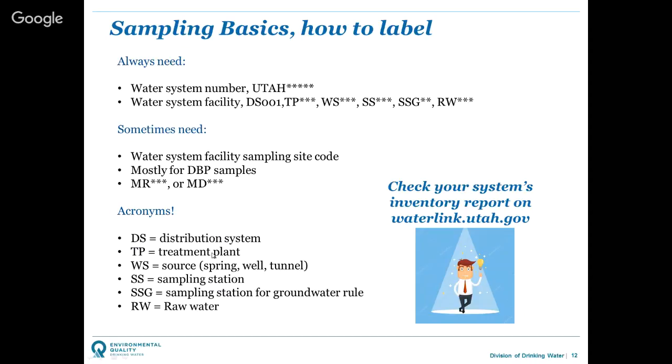DS, distribution system. TP, treatment plant. WS, water source: well, spring, tunnel. Even if it's an intake, I think we even list those for surface water as WS sometimes. It depends. Sometimes it's RW, sometimes it's WS. Check your monitoring schedule. SS, sampling station, and SSG, sample station for groundwater rule. And then RW is for raw water, and they use raw water samples for LT2.